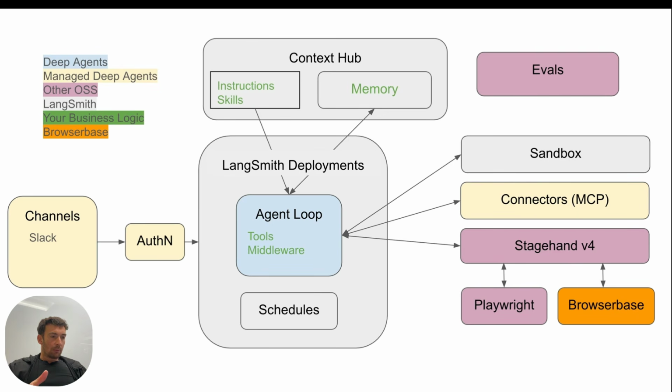So again, just to recap, in this video, we showed how you can create a fully production-ready agent that can browse the web. It uses managed deep agents for the agent harness and agent infrastructure, but then it uses Browserbase and Stagehand v4. Stagehand v4 exposes a bunch of different tools that allows it to connect to a browser, and then Browserbase exposes the actual browser infrastructure for running that in production.